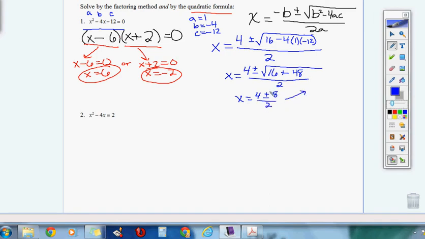So then here we go. We have 4 plus 8, which is 12, divided by 2. We're going to get 6. 4 minus 8, negative 4, divided by 2. We're going to get negative 2. So we're getting the exact same answers, which should have happened.